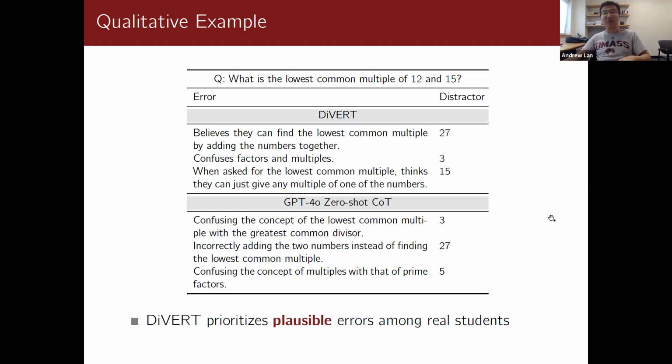So in some of these qualitative experiments, compared to GPT-4, which sometimes gives you a reasonable answer, if you think about it, it doesn't necessarily correspond to the errors that are plausible among real students. And that's what we can pick up from using our approach by training on the data that ED gave us.